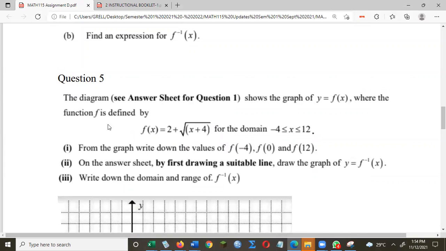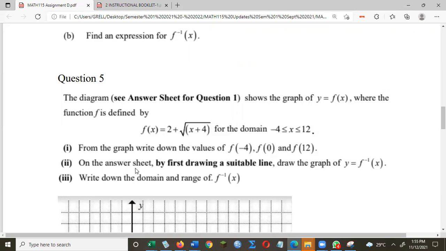Here the question says, question number 5 says, the diagram, see answer sheet for question 1, choose the graph y is equal to f of x where the function f is defined by, so they give us a function and they give us the domain. You have the function and you have the domain. That is standardized. It's always good to give the domain when you give the function. From the graph, write down the values of f inverse, f of minus 4, f of 0, and f of 12.